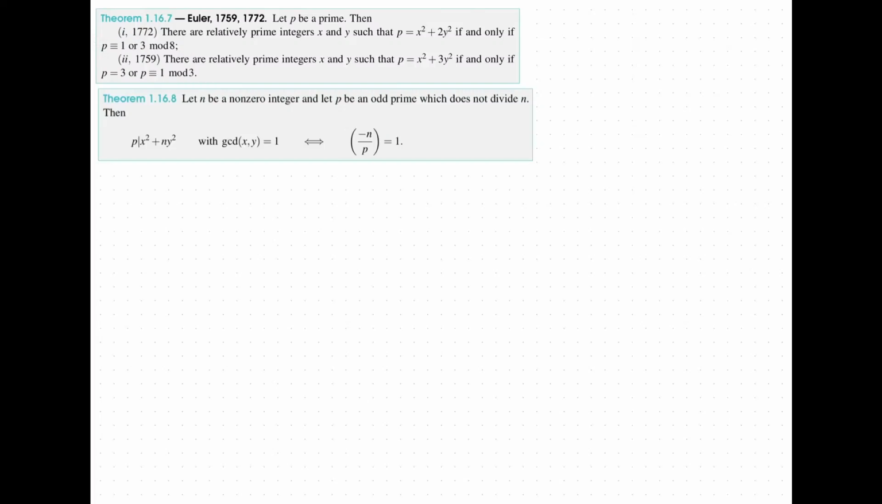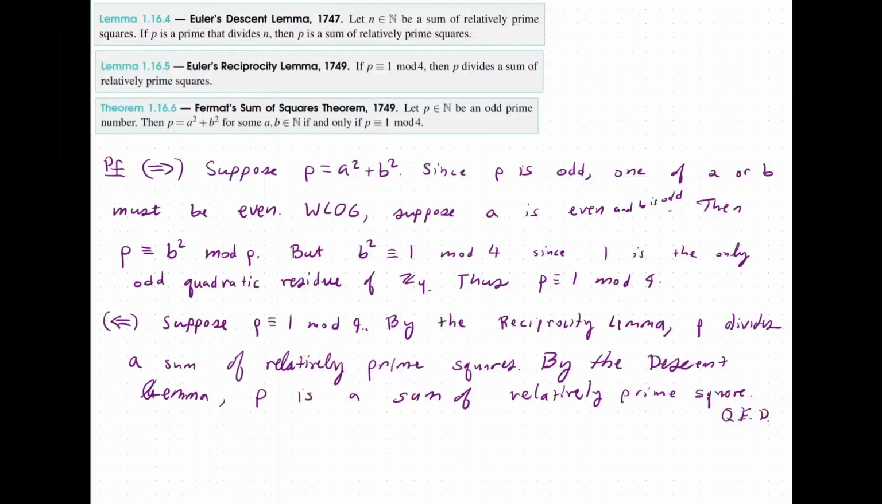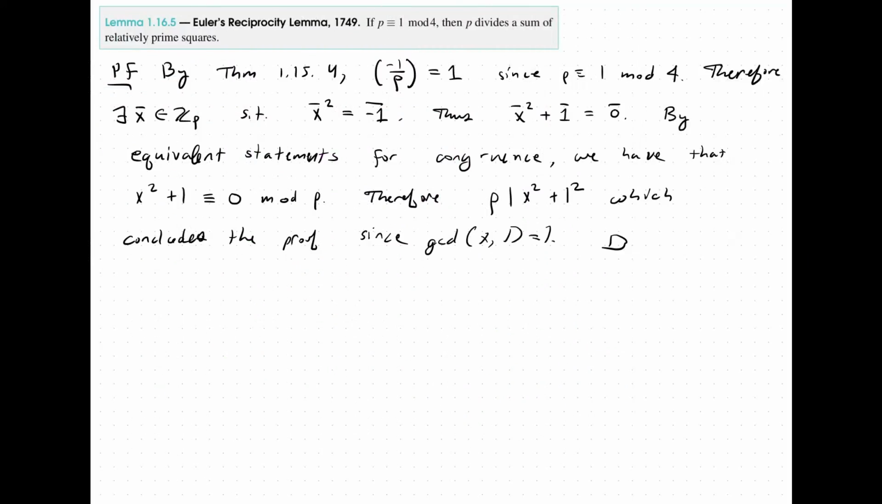And so here's the fascinating thing from a historical standpoint. In our course, we proved the sum of squares theorem, and we did this by doing the descent lemma and the reciprocity lemma. Our reciprocity lemma, the proof of it was quite short because we had all these theorems. We already knew the quadratic character of -1 on p. And so we had a very short proof. But as I mentioned, this is what caused Euler the most difficulty.